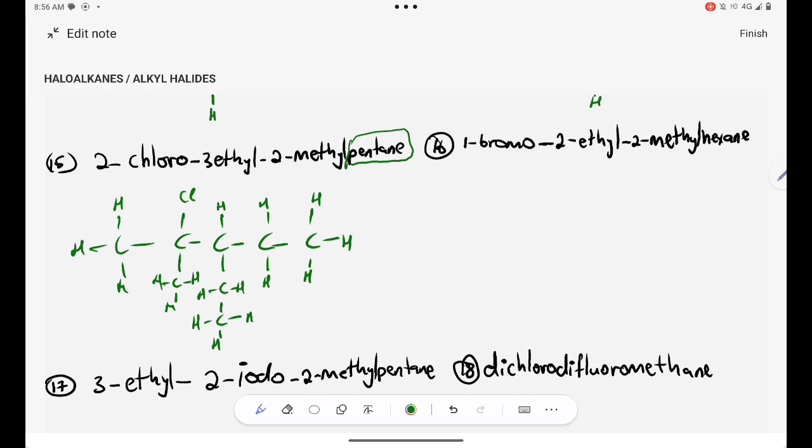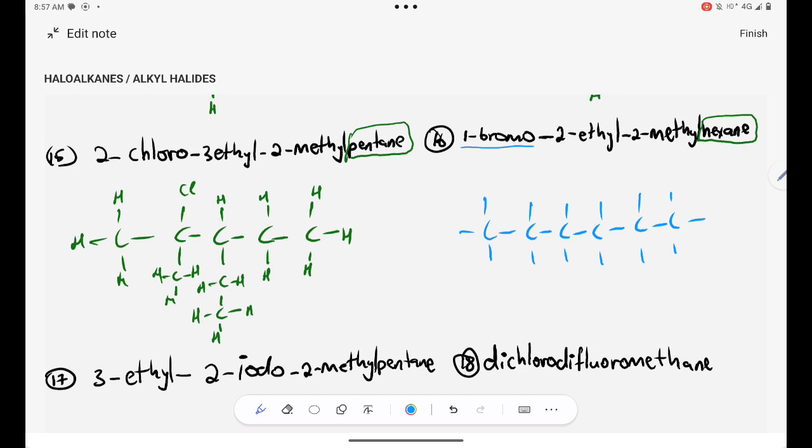Please note that, guys, these parts over there tell me about my parent chain. My parent chain will simply have 6 carbons since it's hexane. 1, 2, 3, 4, 5, 6. Okay, and then let me just write the bonds over there. At carbon number 1 I have bromine, so I'll simply write Br over there. Carbon number 2 I have an ethyl. Ethyl cannot be at carbon number 2.